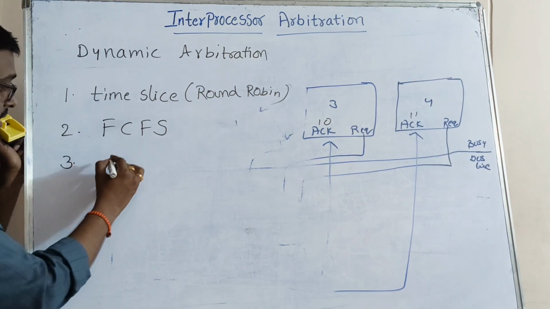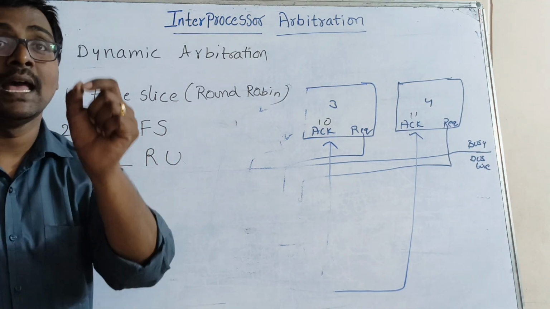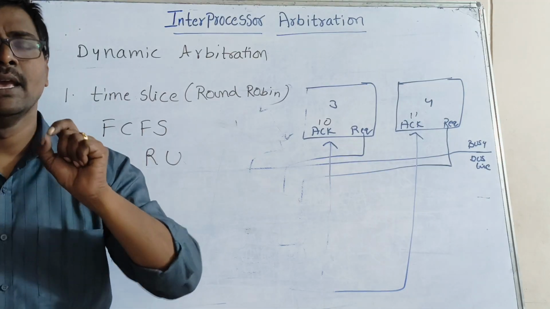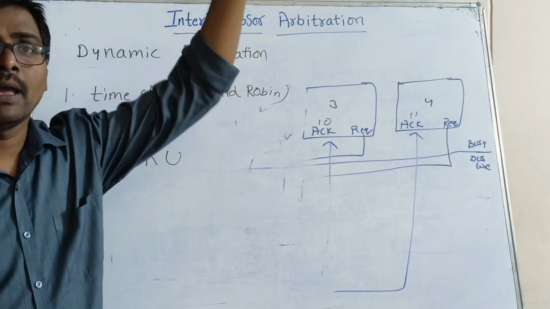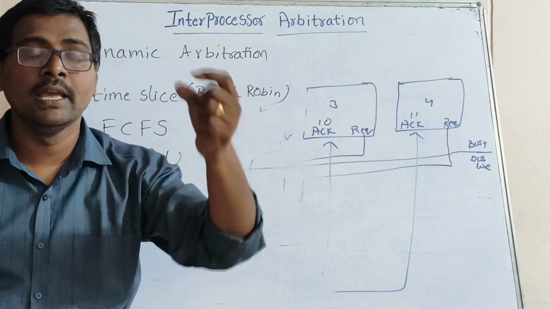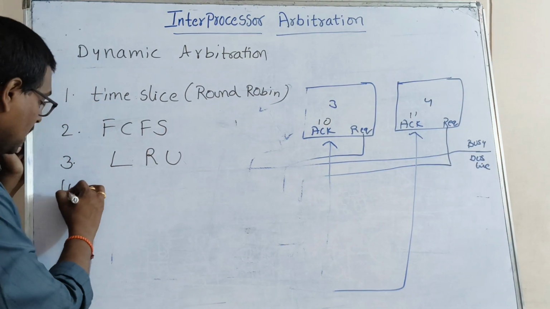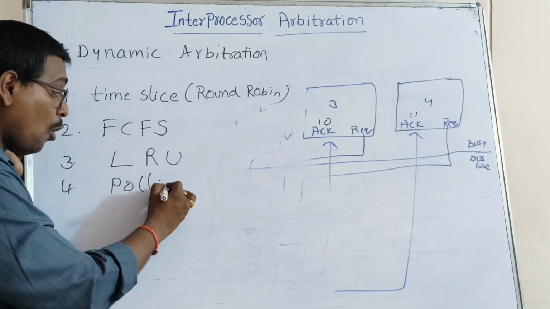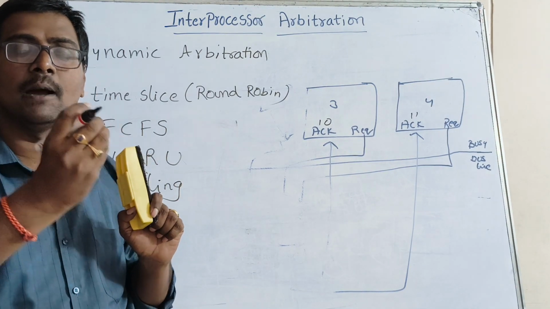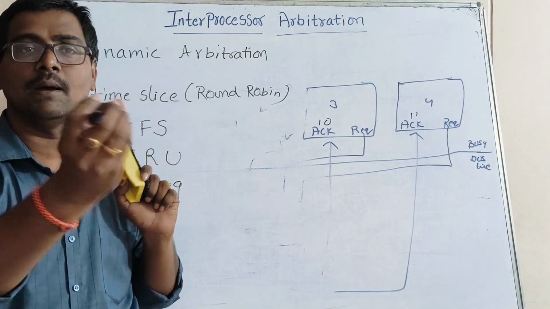Another approach is LRU, least recently used. That is, allocate the bus to the one that has not used it recently. If it was used long back, allocate the bus. If any processor used the bus recently, ignore that one. Least recently used. Another one is, as usual, the polling approach. Polling is continuously checking the processors. Whenever a processor requests, assign the bus.